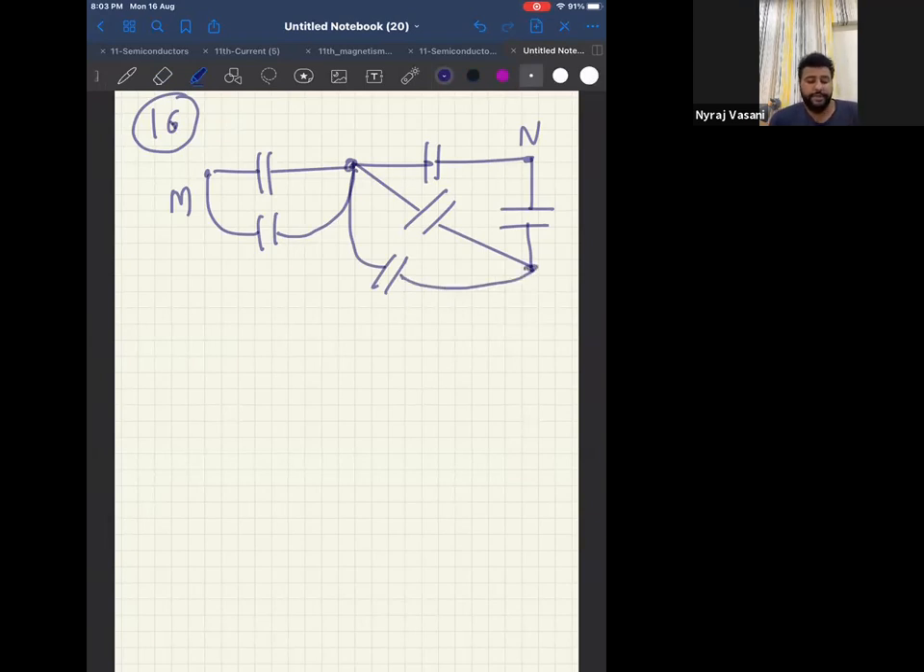I can redraw the circuit like this. Check the same circuit. I can redraw it like this so that you understand what is parallel and what is series and all that stuff. Now go ahead and start.